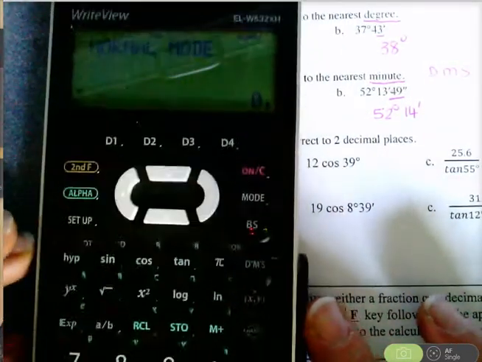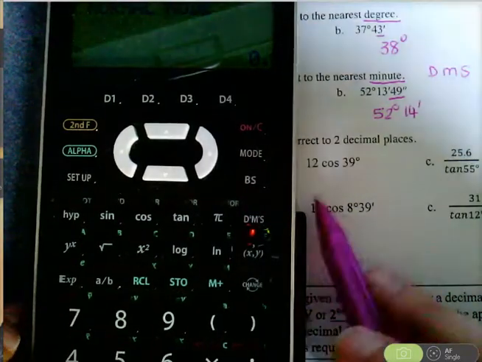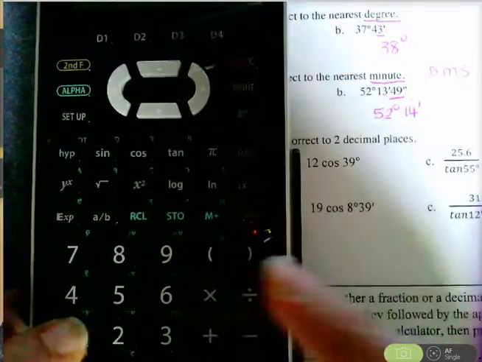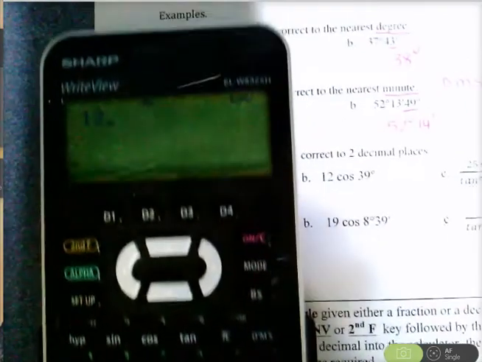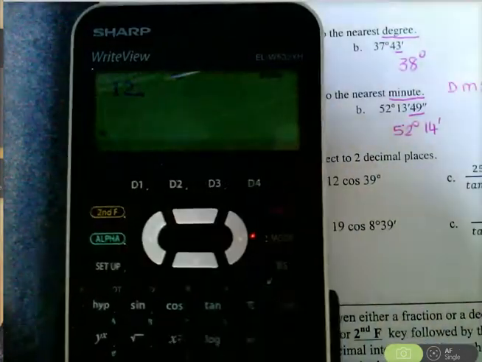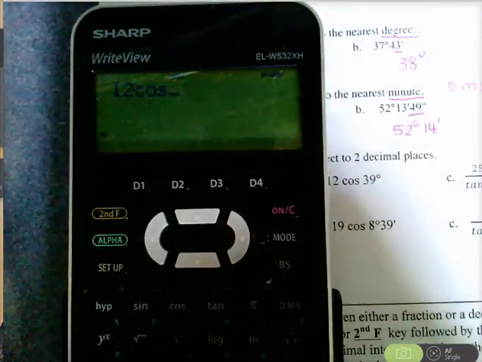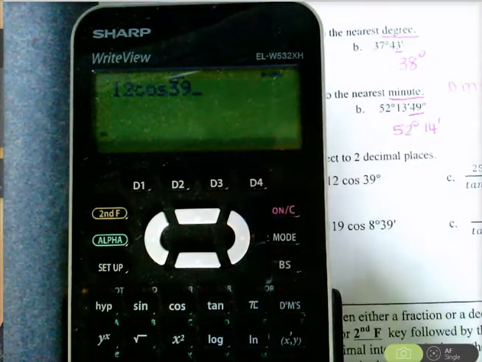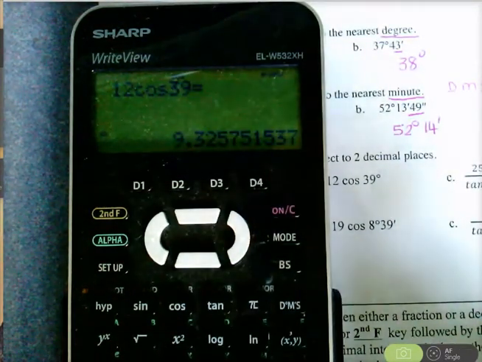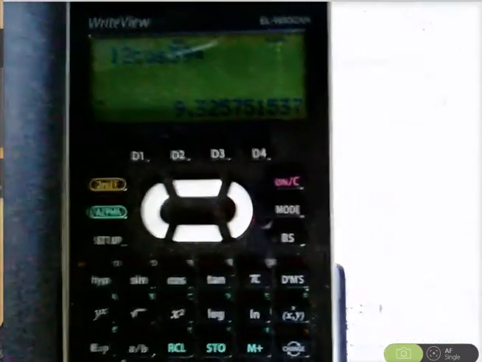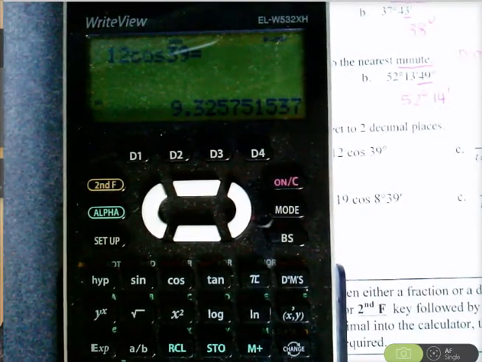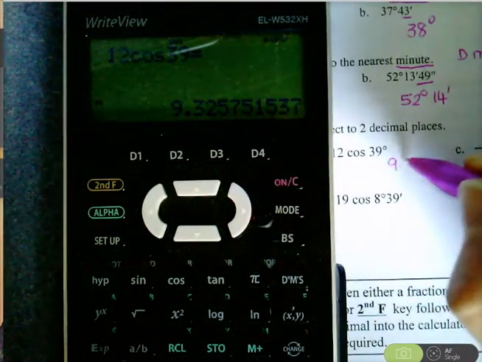We'll try the next one, which is 12 cos 39. So you don't actually have to go 12 times cos 39. I can just press 12. So 12 is up there on the screen. And then I can just press cos. So you can see it there. Well, I'm hoping you can. Looks a bit blurry. 39. So I just press 12 cos 39, don't need any multiplication symbols, with equals, and I get 9.325. So 9.325 or 9.33 to 2 decimal places.